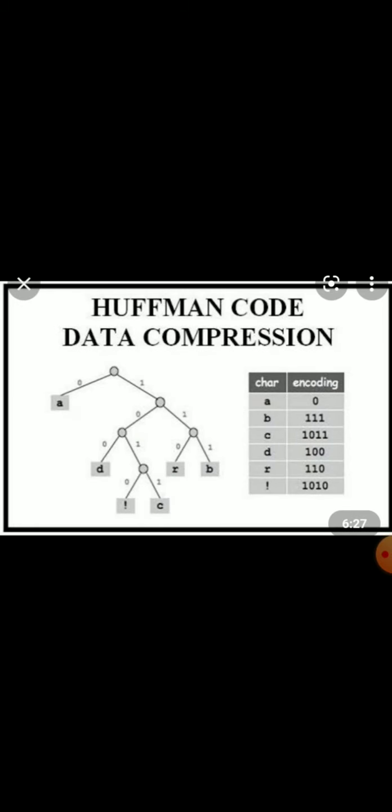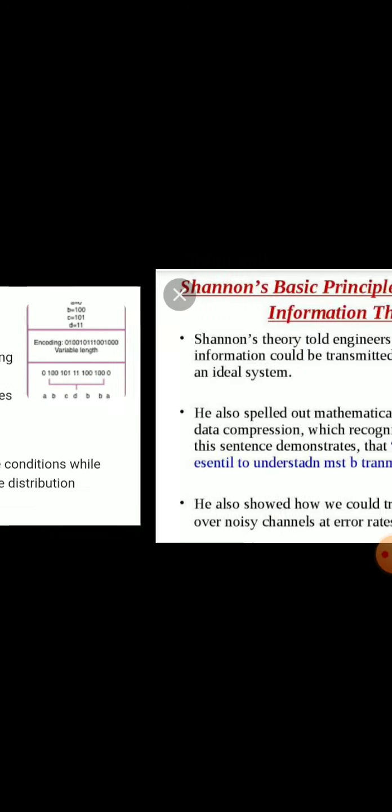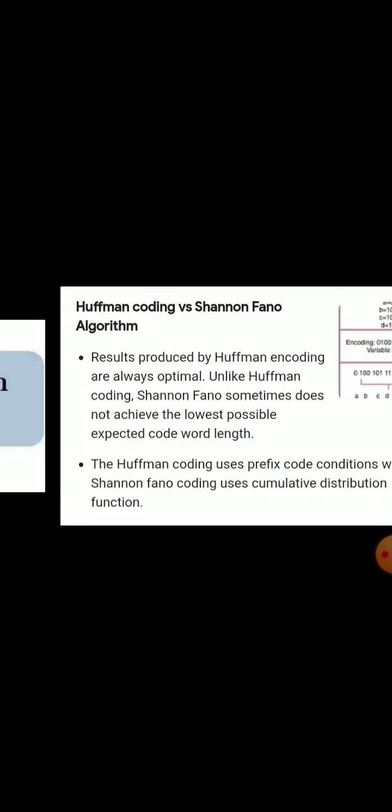This is a Huffman code data compression example. It is in the form of a tree. So why is adaptive Huffman coding needed? Because this can need more bits to encode the file.